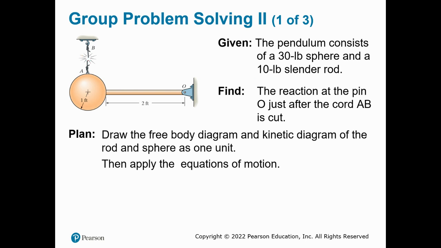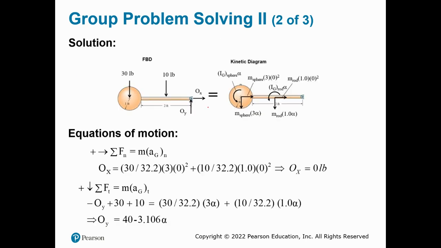The moment this thing is being cut, you have a 30-pound sphere and a 10-pound rod. We're looking for the reaction at pin O. Again, it's a pin support. You have your O_t and your O_n. So we draw our free body diagram, O_x, O_y, and then over here you have 10 pounds on the rod and 30 pounds on the sphere.